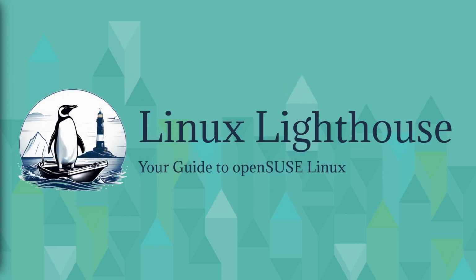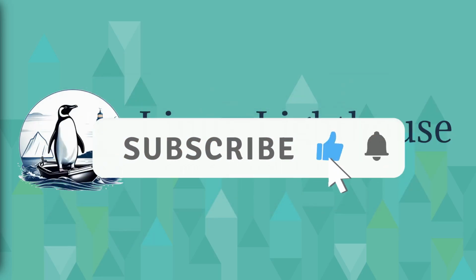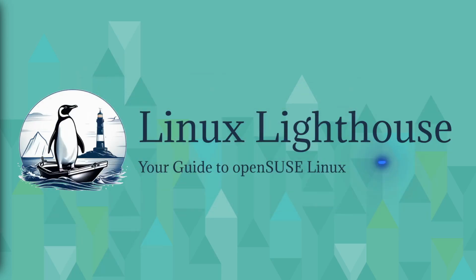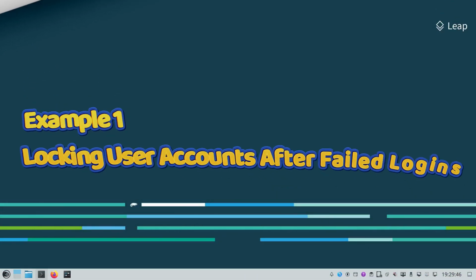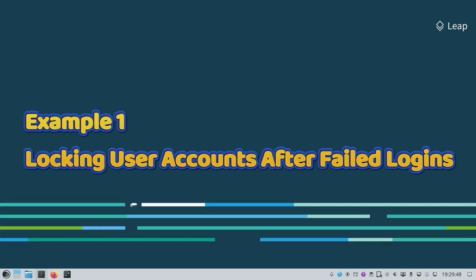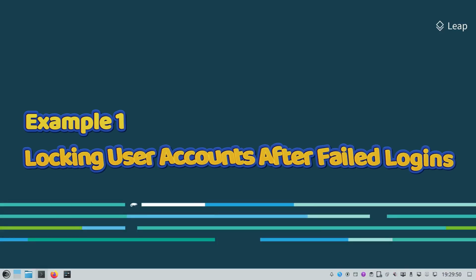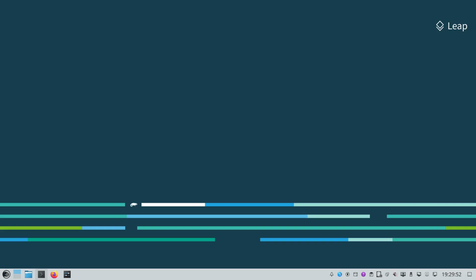Some of these examples are achievable with pam-config and others manually in just a few steps, and are simple and easy to implement even for beginners. Our first example will enhance your system security by locking a user account temporarily after a number of failed SSH, su, or sudo login attempts. This is great for preventing brute force attacks.